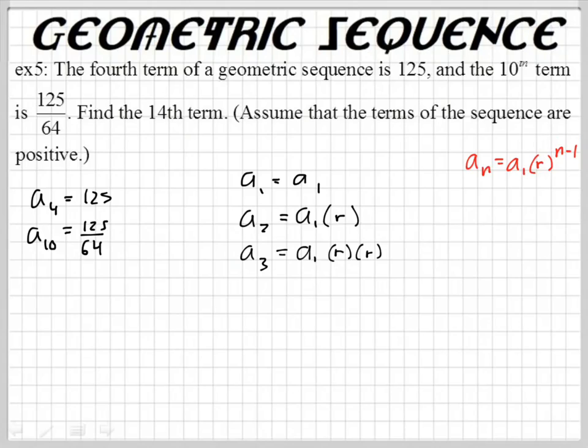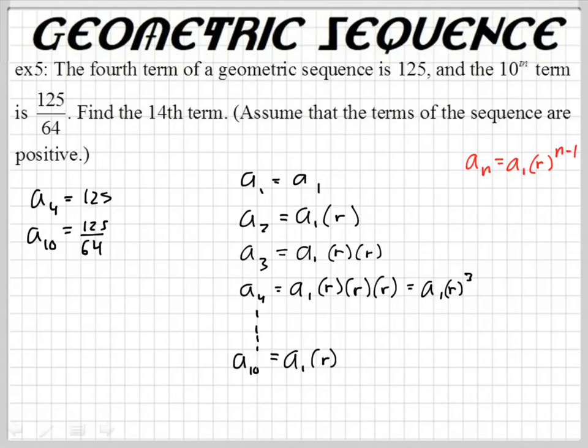Okay. So, what would be the fourth term? A sub 4 is a sub 1 times r to the third. Yeah, so we do it 3 times. And we like using exponents because then we don't have to write as much. So let's do that. A sub 1 times r to the third. Now, if I went all the way down to the 10th term, it would be a sub 1 times r to the 9th. Very good. That makes a lot of sense to you, doesn't it?